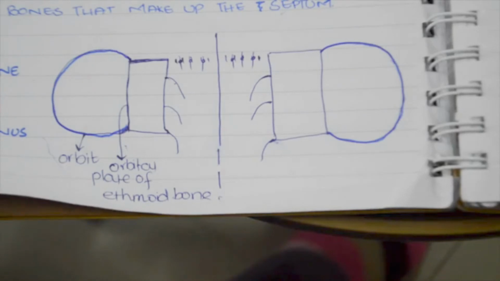So the infection of the maxillary air sinus can cause the same problem, and the medial wall of the orbit is formed by the orbital plate of the ethmoid bone. After this, we'll do the orbit. Stay tuned.